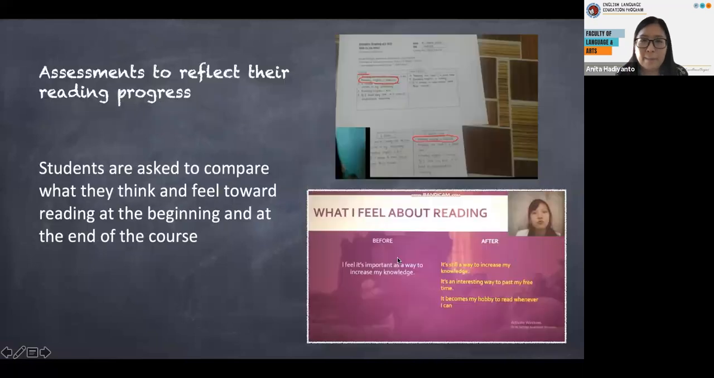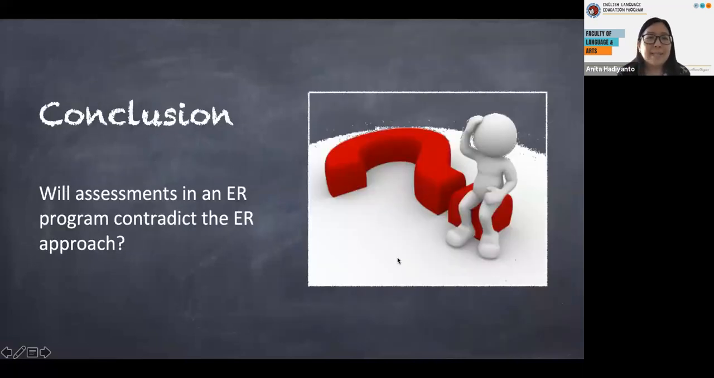Okay, so will assessment in an ER program contradict the ER approach? Will assessment in an ER program kill the joy of reading? In my opinion, as long as we can provide fun assessment, not a serious paper and pencil task in which the students have to sit and do it individually.